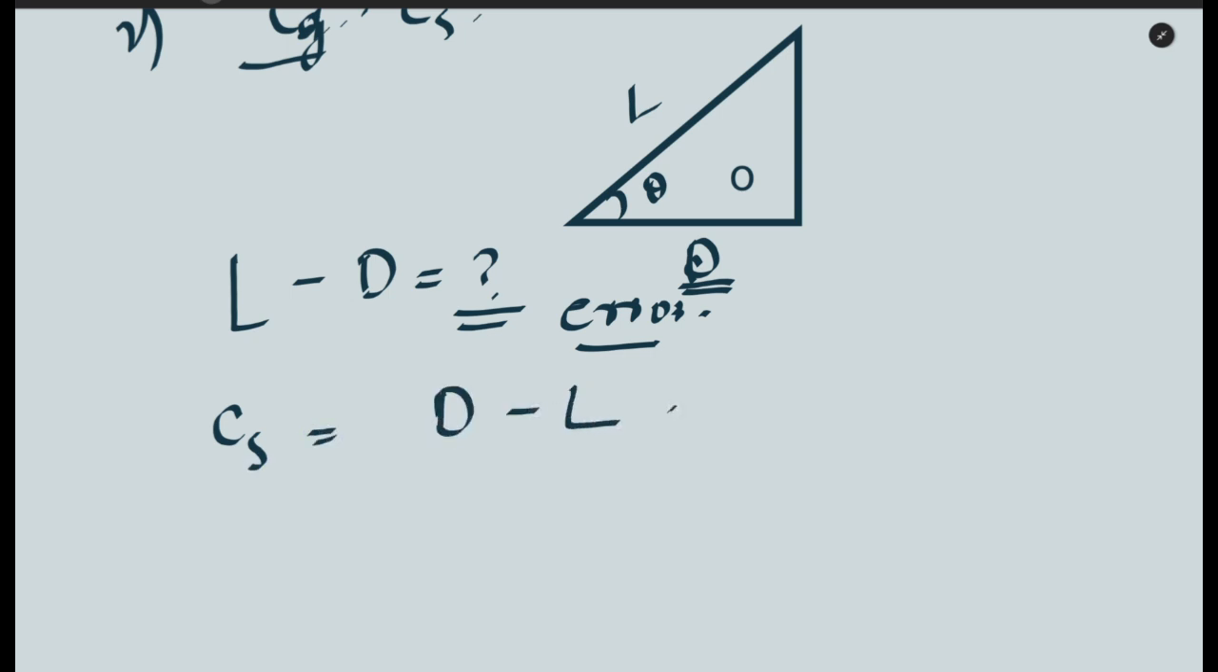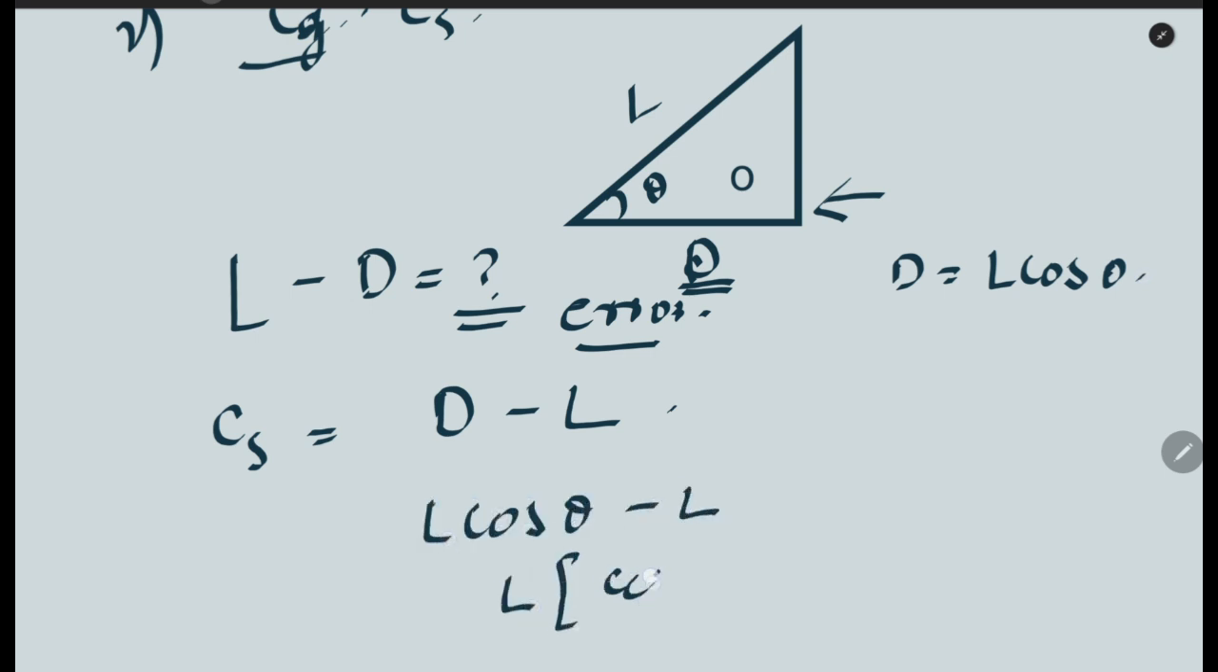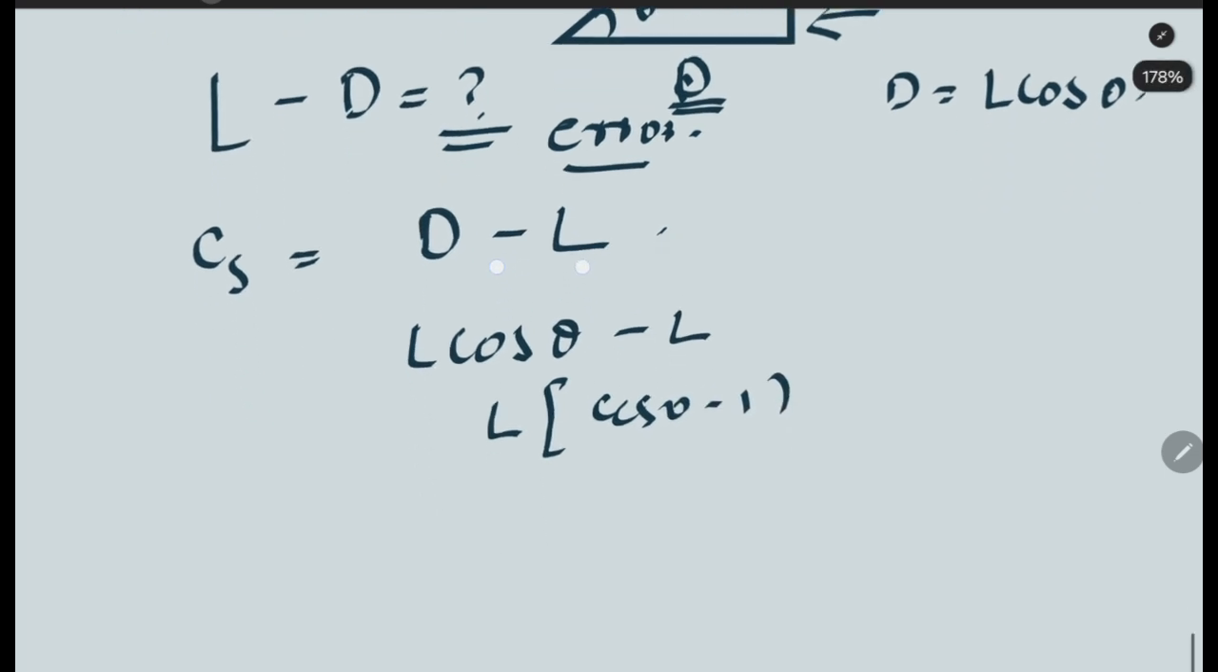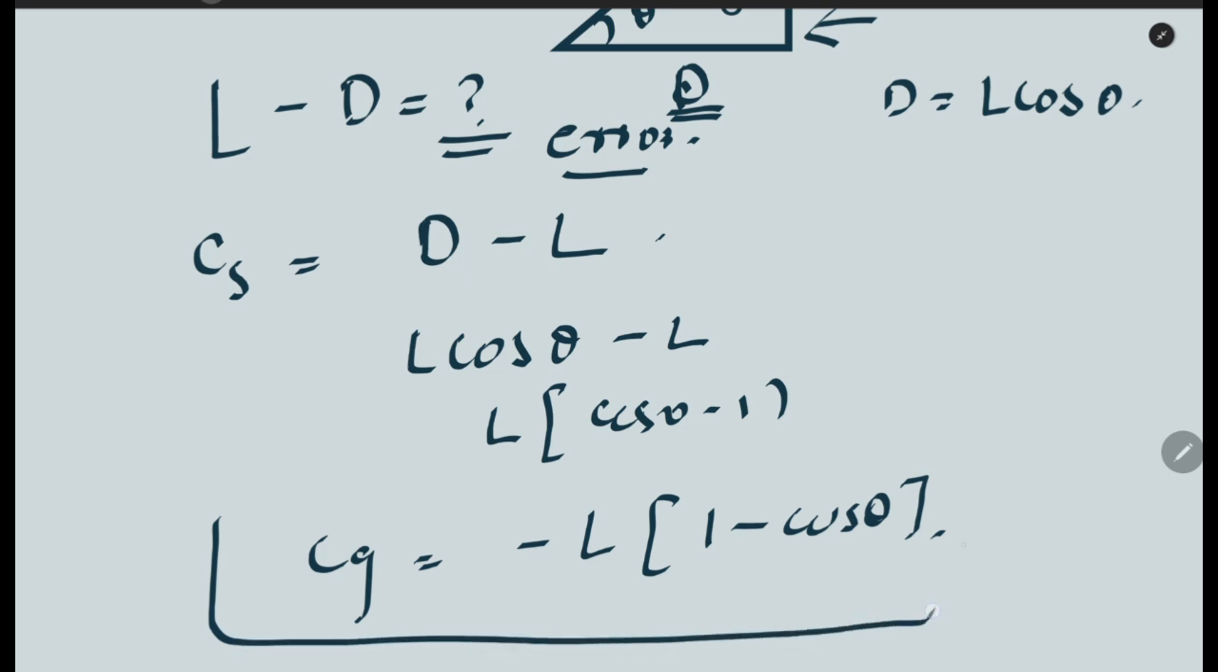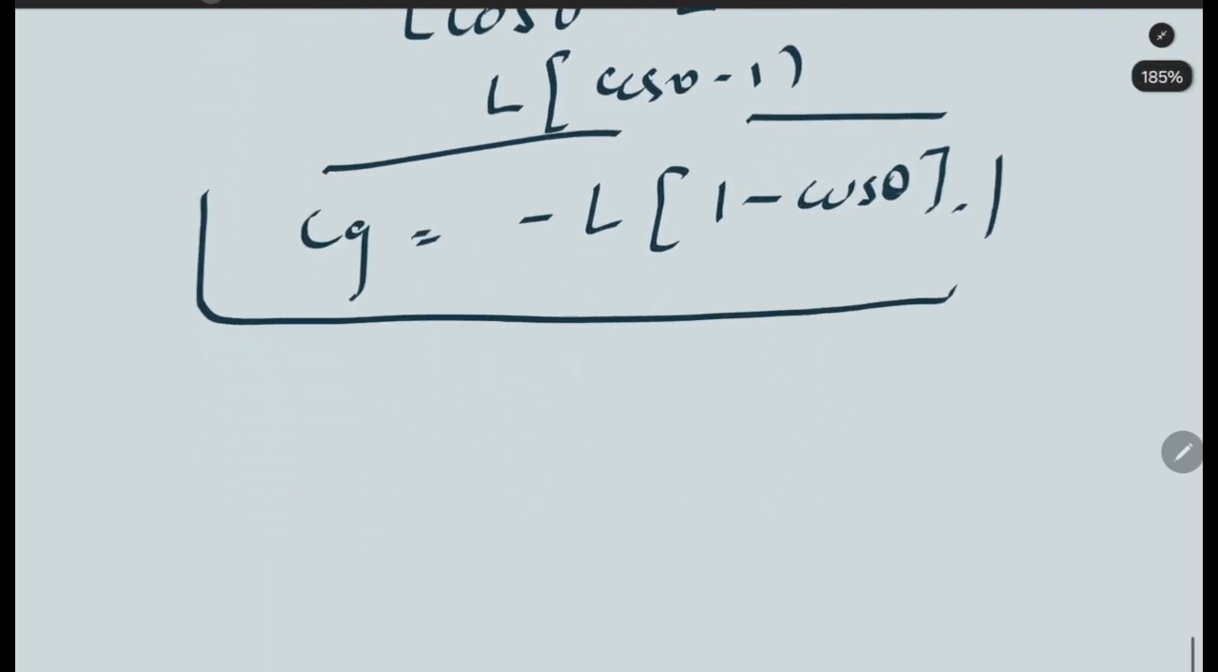Then the correction for this particular slope will be the opposite of this, and that will be equal to D minus L. And I have already said that if this angle is theta, then D is equal to L cos theta. So from here, L cos theta minus L will be equal to L into (cos theta minus 1). And this can be written as C_G is equal to minus L (1 minus cos theta). This is the correction for slope.